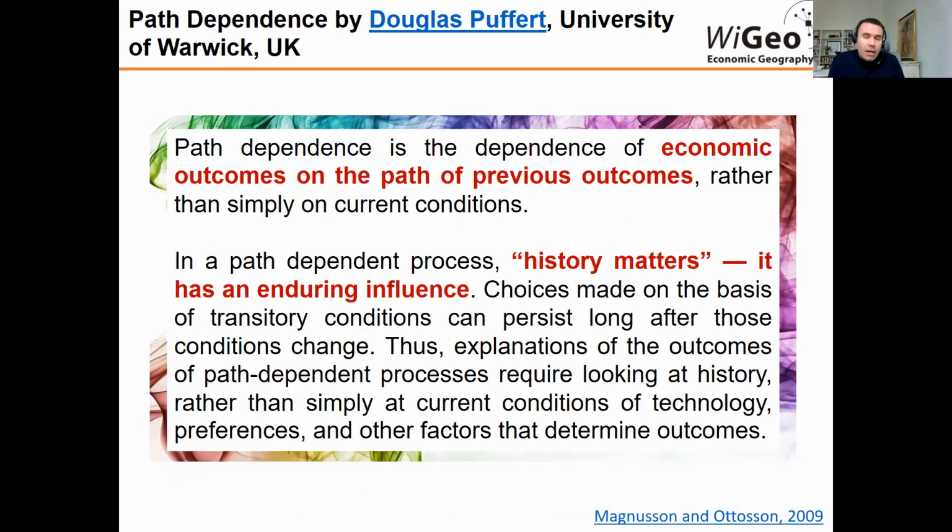Let's try to define path dependence, and I was lucky enough to find this publication by Douglas Puffert at the University of Warwick, explaining path dependence. It is the dependence of economic outcomes on the path of previous outcomes rather than simply on current conditions. That is basically trying to understand the impact of historical processes. The outcomes of the past influence what happens currently more than current conditions.